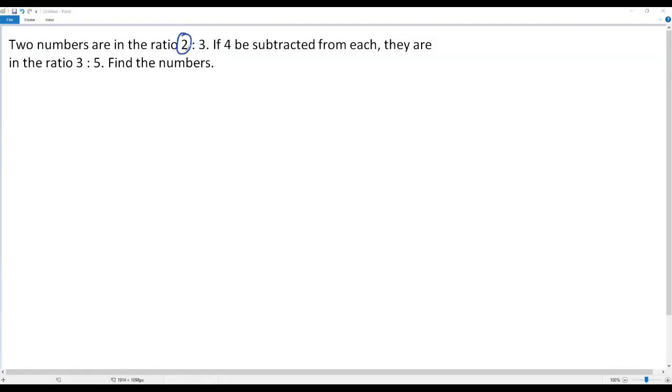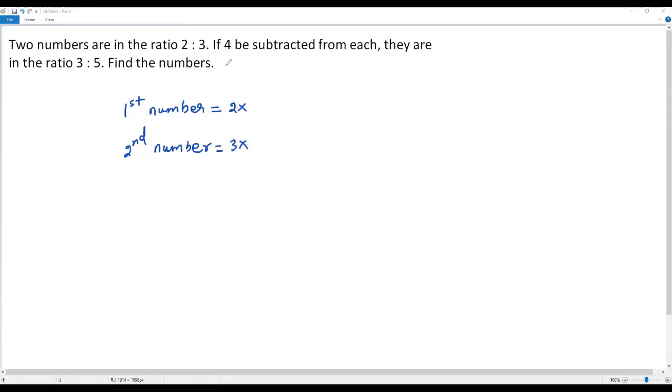When I multiply the first term of the ratio by x, I'm getting the first number. Let me write it here. First number equals 2 times the non-zero number x, that is 2x. Now for the second number, we multiply the second term of the ratio by the same non-zero number x. Then I'm getting 3x. Now I got the first number and second number, but still I have to get the value of x. Once I get the value of x, it can be multiplied by 2 to get the first number, and by 3 to get the second number.